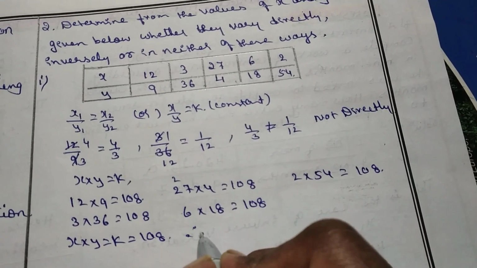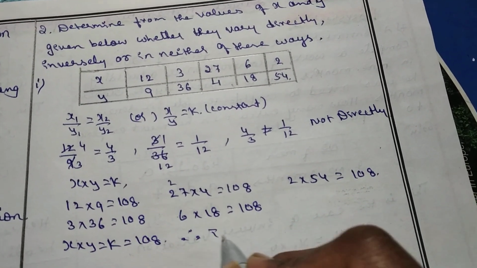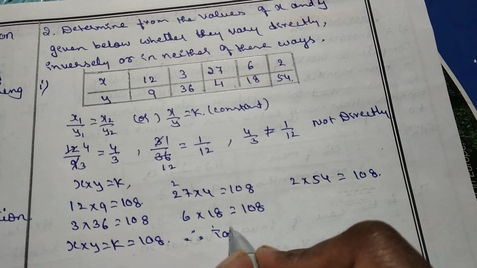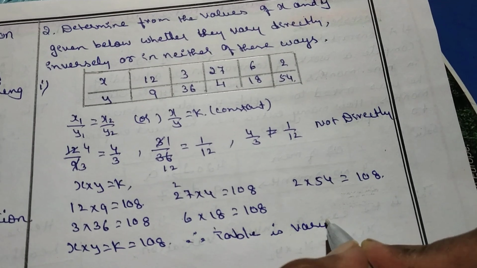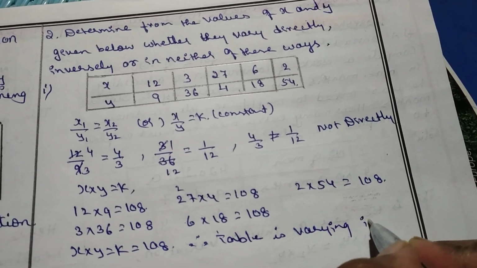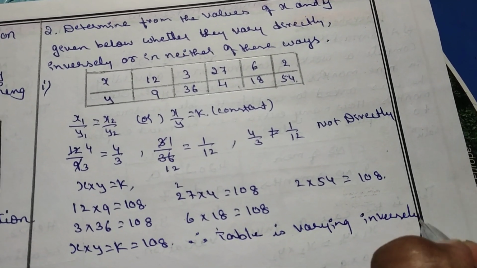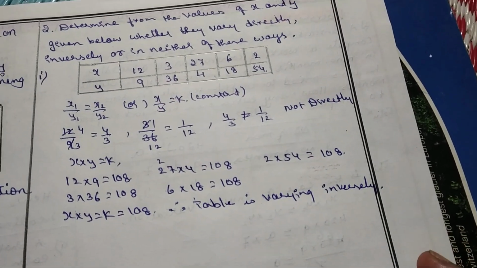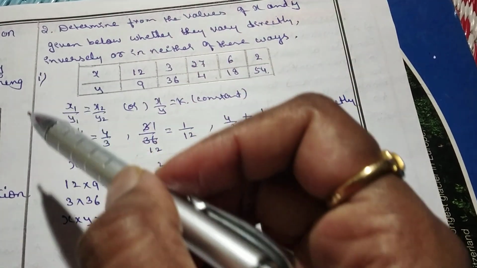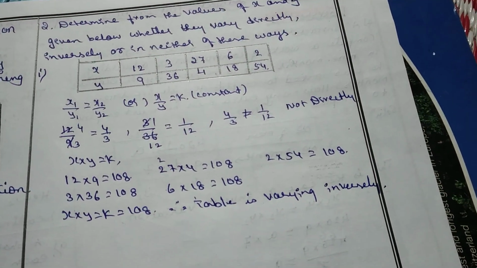Therefore, the table is varying inversely. Like this you check the second question, children, that is, the second sub-question. Now I'll go for the third sub-question.